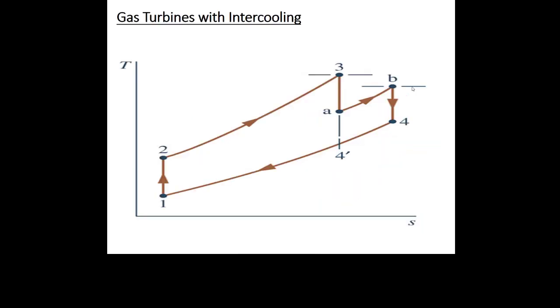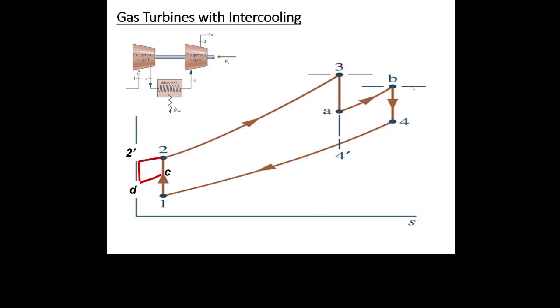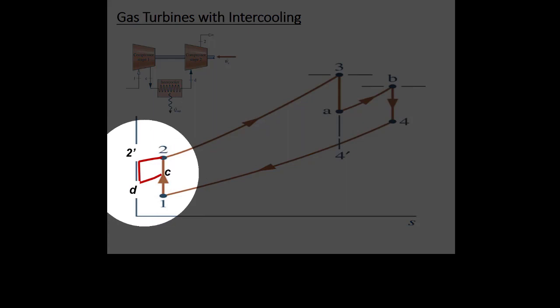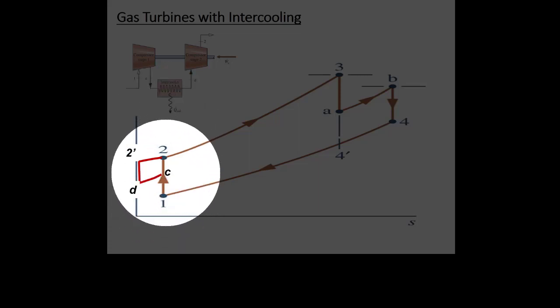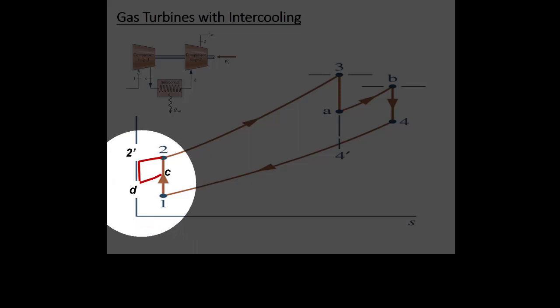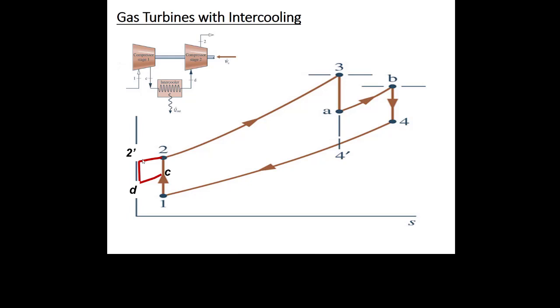Now, I couldn't find a great picture of this in the textbook, so you'll have to bear with my drawing over here. On the compressor side, we go through this first compressor from 1. Normally, we'd go from 1 to 2, but now we're going to go from 1 to C, halfway up, cool it down, and then from D up to 2 prime. And again, we kind of added this bleb to the cycle over here.